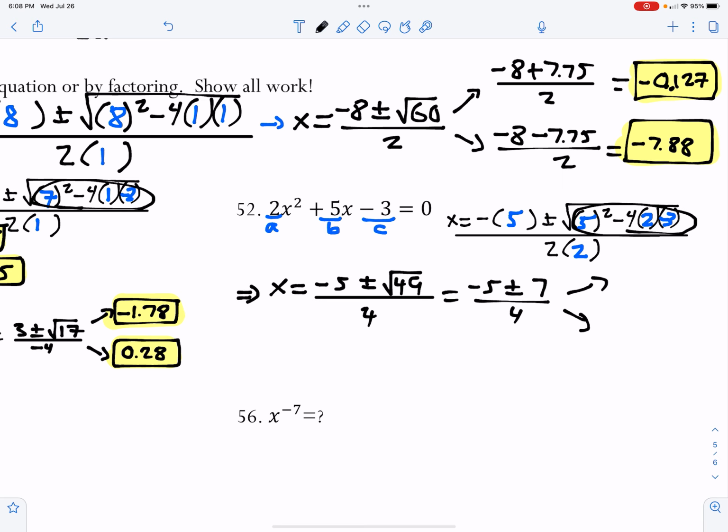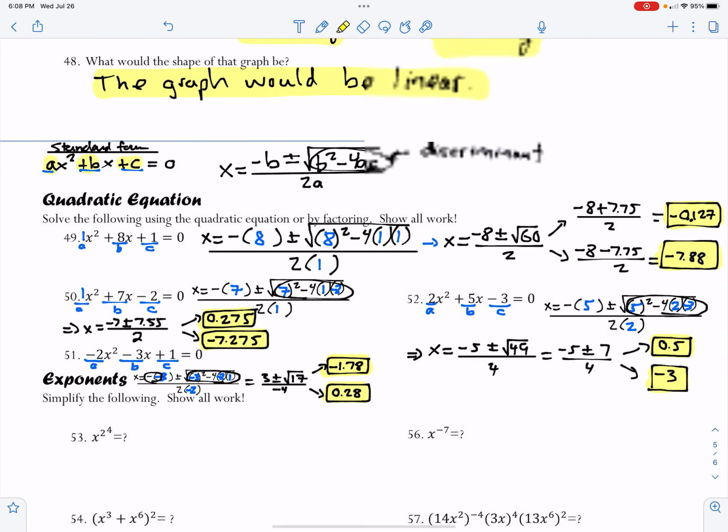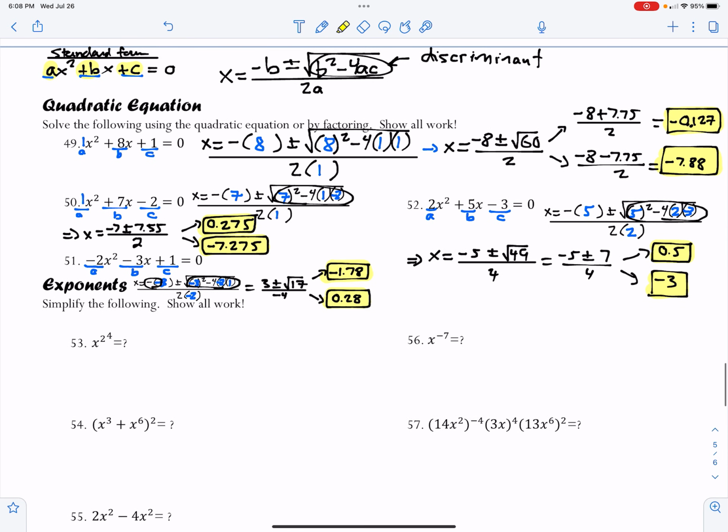Here are our two answers. We're going negative 5 plus 7, which is 2 over 4. You get 0.5. And negative 5 minus 7 is negative 12 over 4. You get negative 3. Remember, even though mathematically we can get positive and negative answers, in the real physical world, sometimes a particular variable does not have a negative concept.